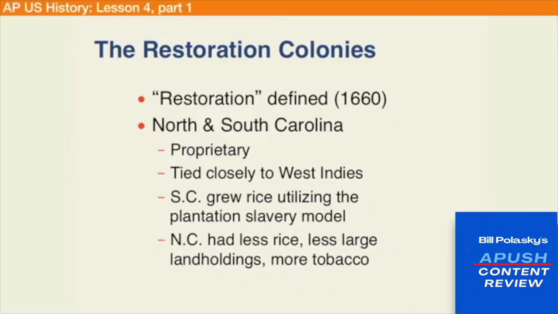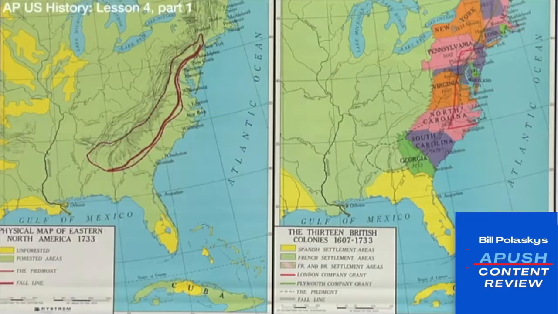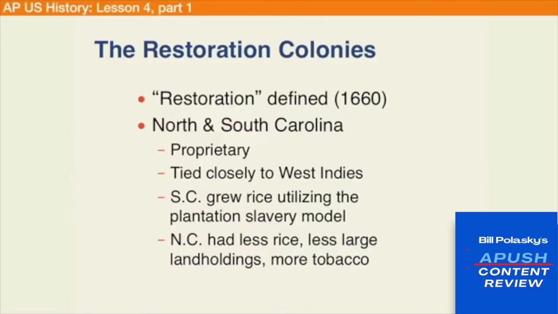South Carolina is going to become a colony that will grow rice, and it's going to use this entire plantation slavery model that we saw in the West Indies. They're going to try to employ it there, the attraction being clearly a lot more land than you had on the islands of the West Indies. North Carolina was going to have not as much in the way of rice and less large land holdings. It was going to be more tobacco, and it can sort of make sense to you why.